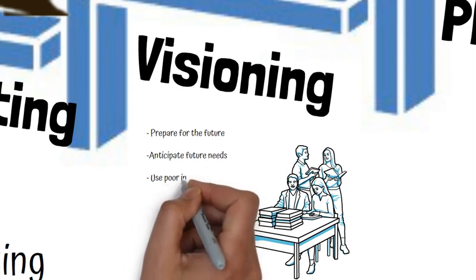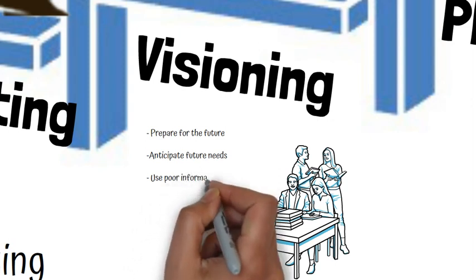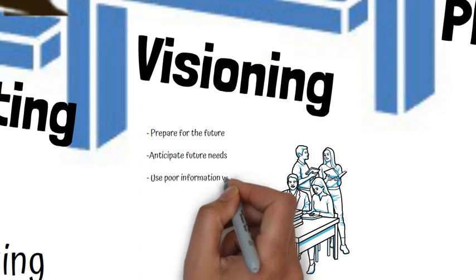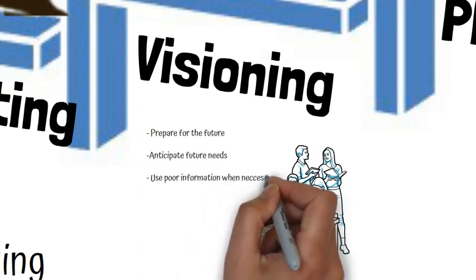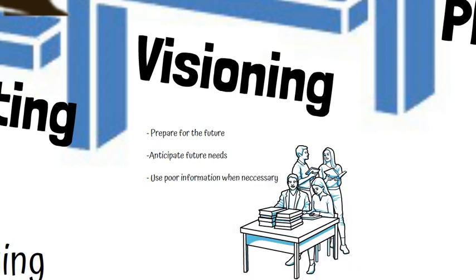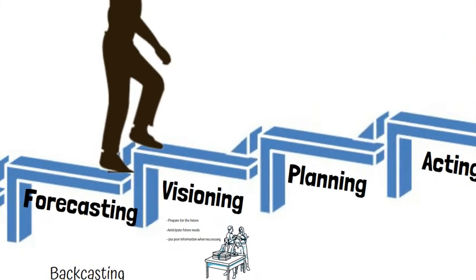Anticipate future needs. Take the time to analyze alternate futures and make contingency plans for them. Use poor information when necessary. You never get perfect information when considering events in the future. As Dr. Cornish reminds us, our business with the future is to improve it, not predict it, at least not infallibly. Now let's just use our imaginations and consider some of the possibilities that open up for us.